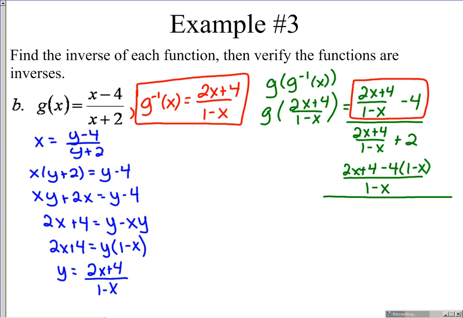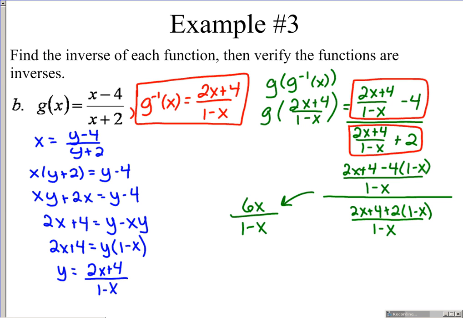Next, I want to look at just the bottom portion right here. Do the same thing. Get a common denominator and simplify as much as possible. Our common denominator again is going to be 1 minus x. So I have 2x plus 4 plus 2 times 1 minus x. Now begin simplifying that. If I come over here and I look at the top, I get 2x plus 4 minus 4. So the 4's are going to cancel. I'm left with 2x plus 4x, which is 6x over 1 minus x.